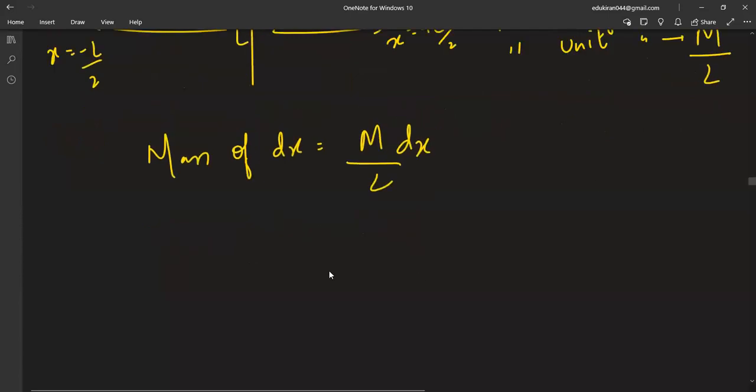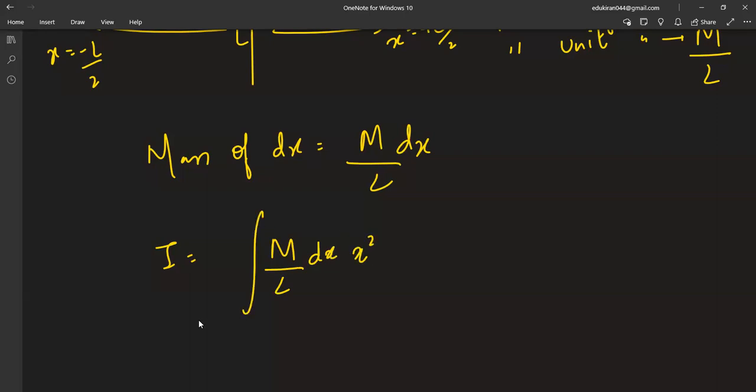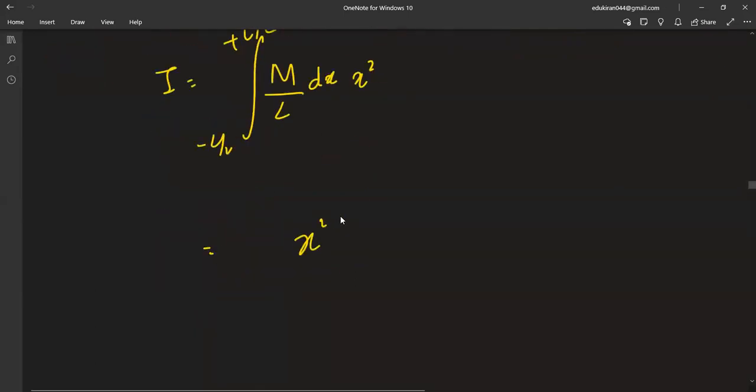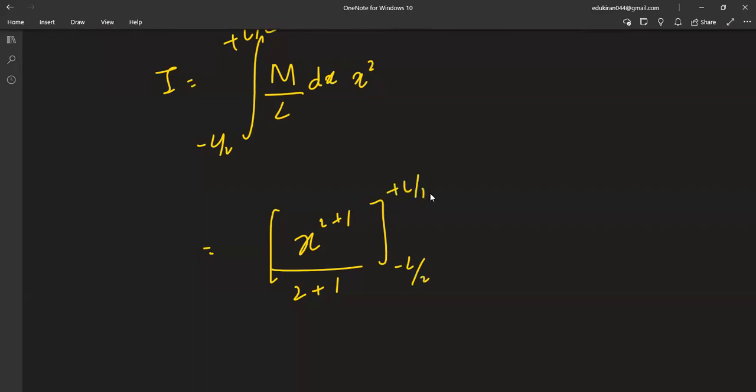Now what will the formula become? I is equal to M by L dx x square, from minus L by 2 to plus L by 2. This is easier to solve. Now I can solve this x square. How do we solve? x to the power 2 plus 1, this power comes in the denominator, right? And then the limits minus L by 2 to plus L by 2.